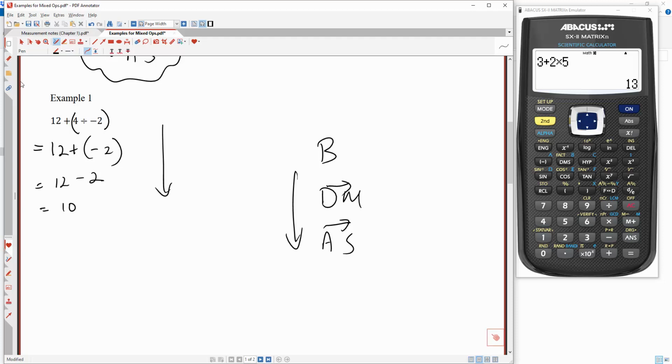Alright, to do that on the calculator, again it's not the same as yours, but it will work in a very similar way. I'm going to type in 12 plus 4 divided by -2, and we get 10.